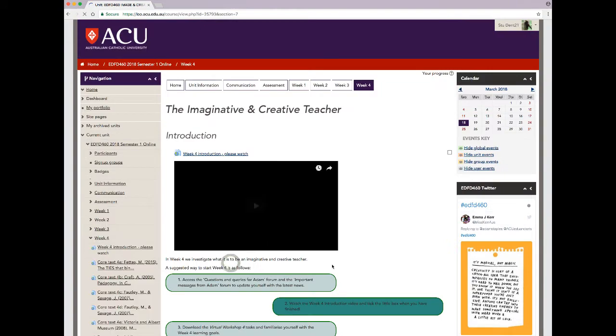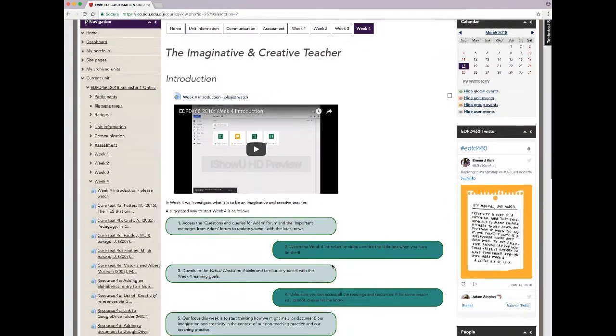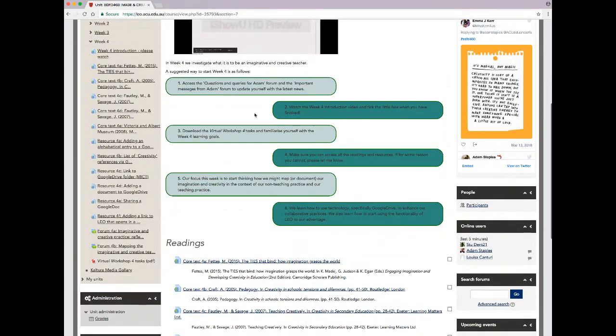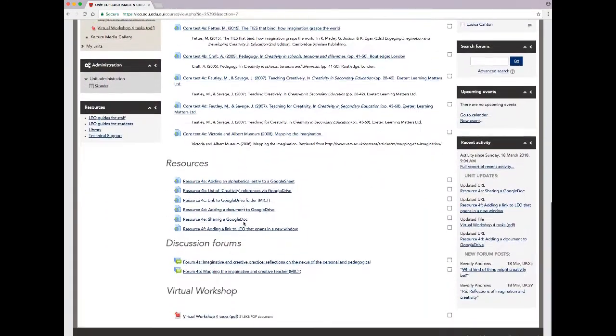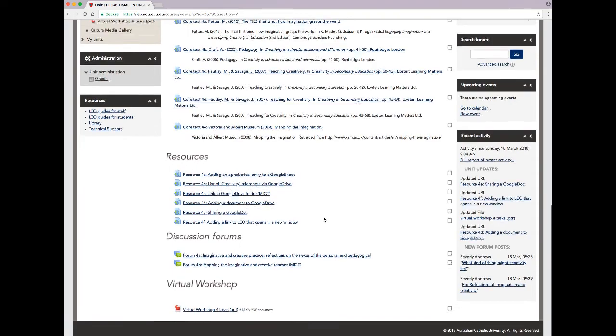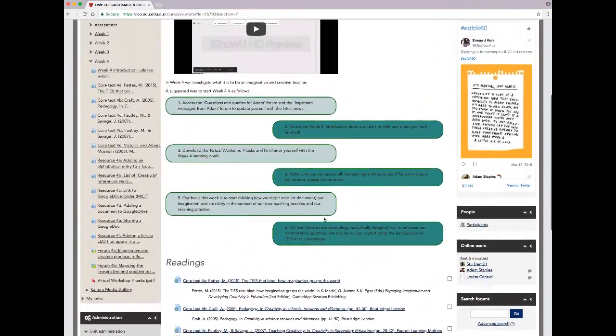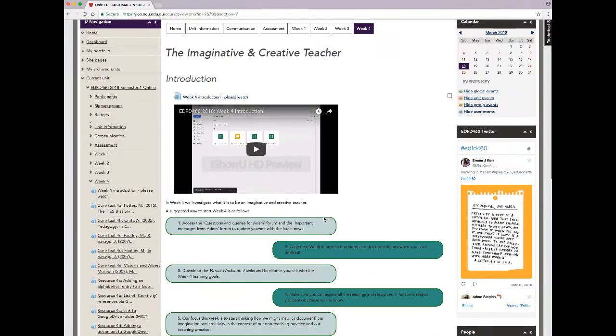So in week 4 we have the normal setup of the unit. We've got our bubbles, our readings, our resources, our discussion forums and our virtual workshop. The thrust of this particular workshop is the imaginative and creative teacher. So we're investigating what it is to be an imaginative and creative adult away from the classroom, and what it is to be an imaginative and creative teacher within the classroom.